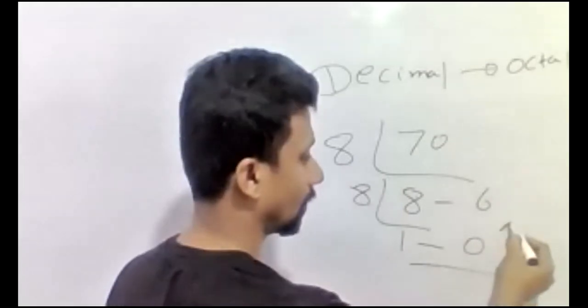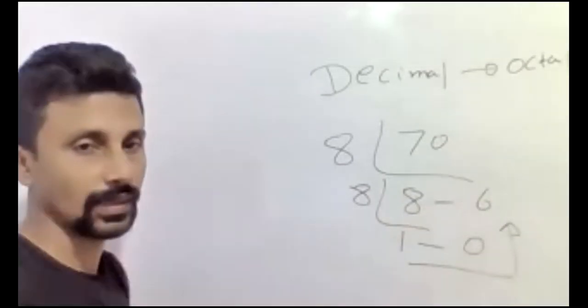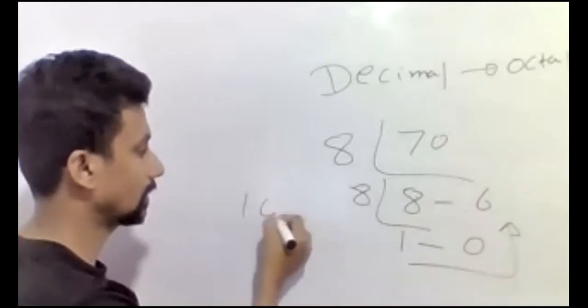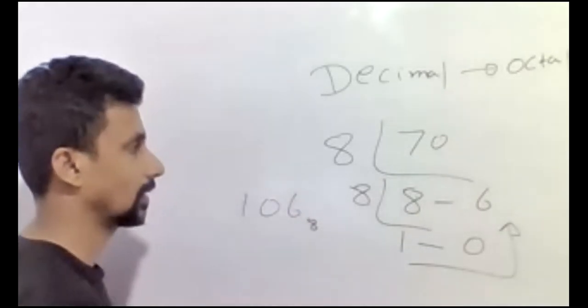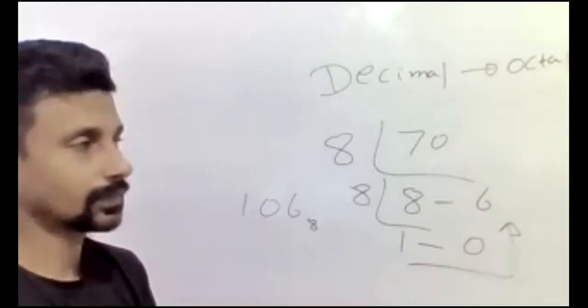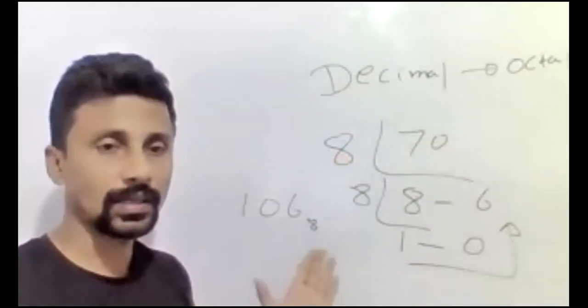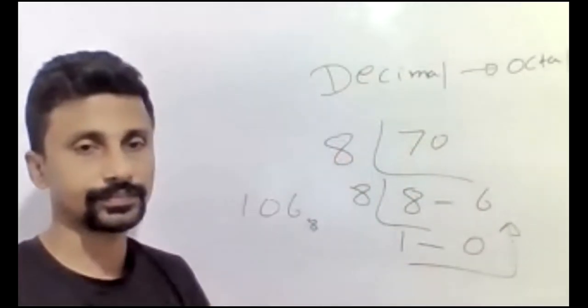Same as before, from the bottom to top. Write from the bottom upwards. We can write the answer 106, but the base value is 8, right? So take this down: decimal to octal conversion, and take this down as an example.